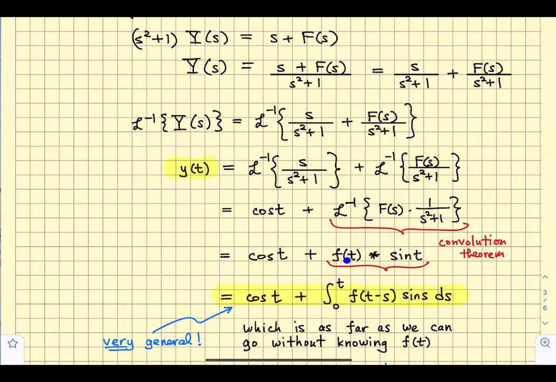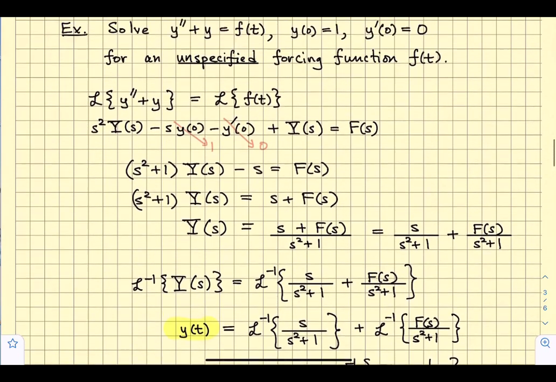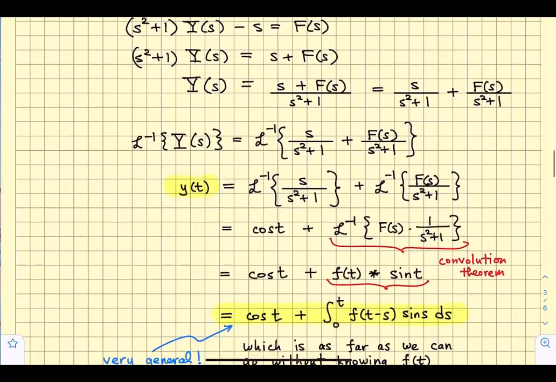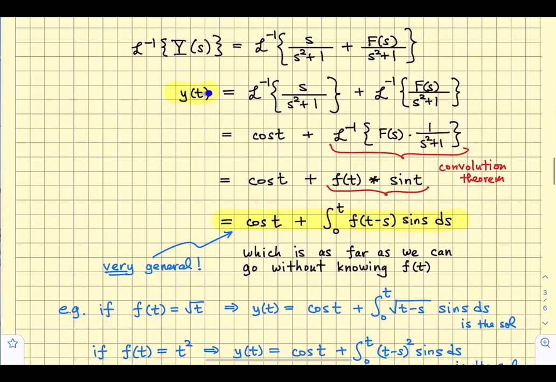And now we can rewrite this as an integral. This is the integral from 0 to t of f of t minus s times sine s ds. And this is very general. Now, I don't know how satisfying this feels to you at this point, but notice what we found highlighted in yellow. We know that the solution to this initial value problem, whether it represents a mechanical system, electrical system, or something else totally, we have a formula for what little y of t is going to be.